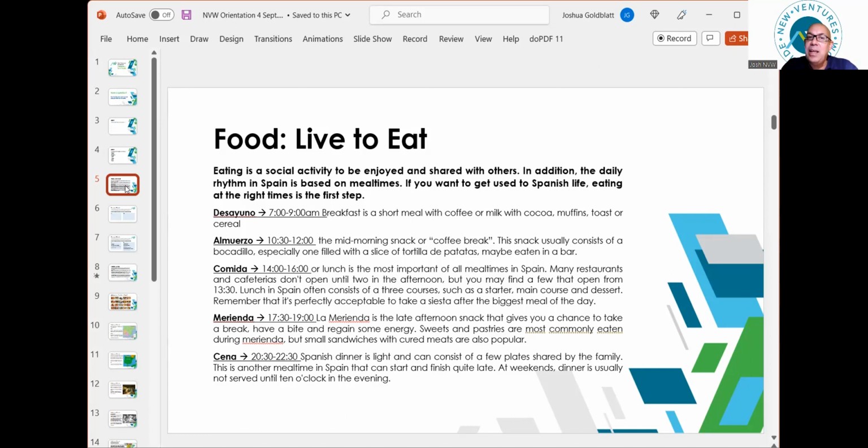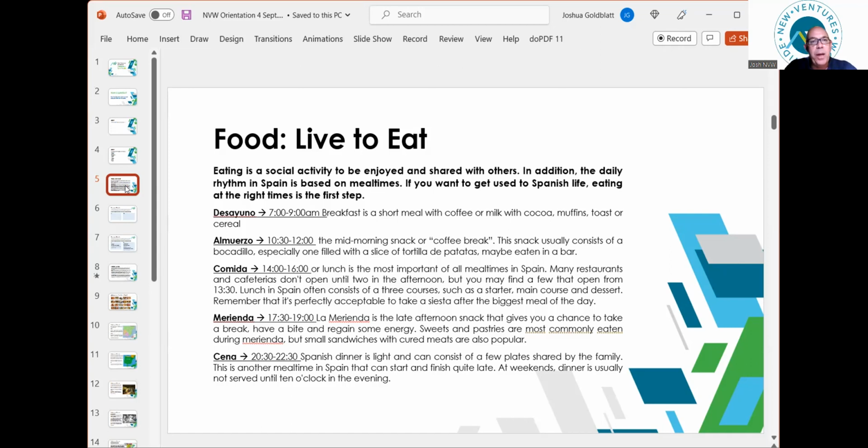In addition, the daily rhythm in Spain is based on meal times. I suppose it could be in other countries before lunch, after dinner. But in Spain, it is a major concern. Okay, so imagine you tell your host family, I won't be home today because I'm going with another volunteer. I'm going to do something.